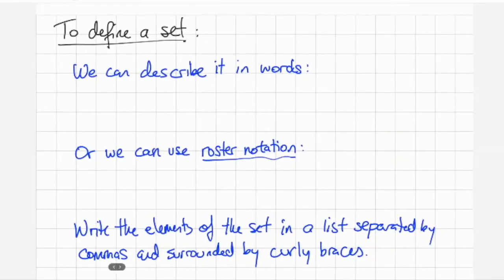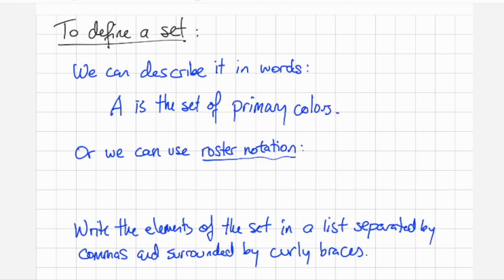Okay, so how do we define a set? We can define a set by describing it in words. So for example, A is the set of primary colors. That's a collection of objects, and it's a perfect description of what it is.